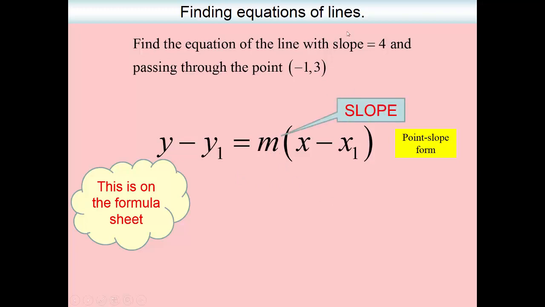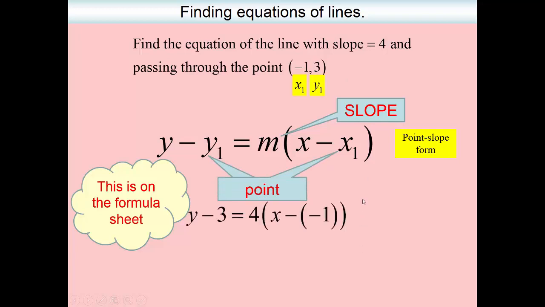Now the slope, says right here in the problem, is a 4, and the point is a -1, 3. So if we substitute those in, we get this equation. Now, even though that is a sufficient equation, we usually change the looks of it a little bit. And so x minus -1 is x plus 1, and 4 times x plus 1 would be 4x plus 4. Adding 3 to both sides, we get 4x plus 7. And so this is how we go about finding the equations of lines.